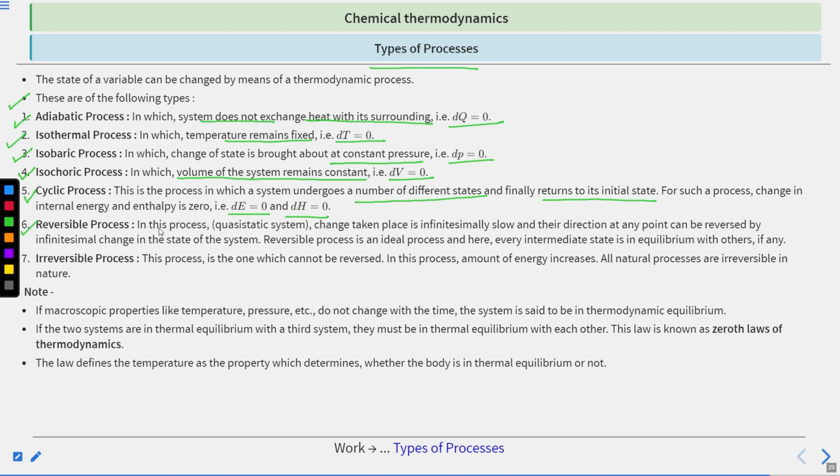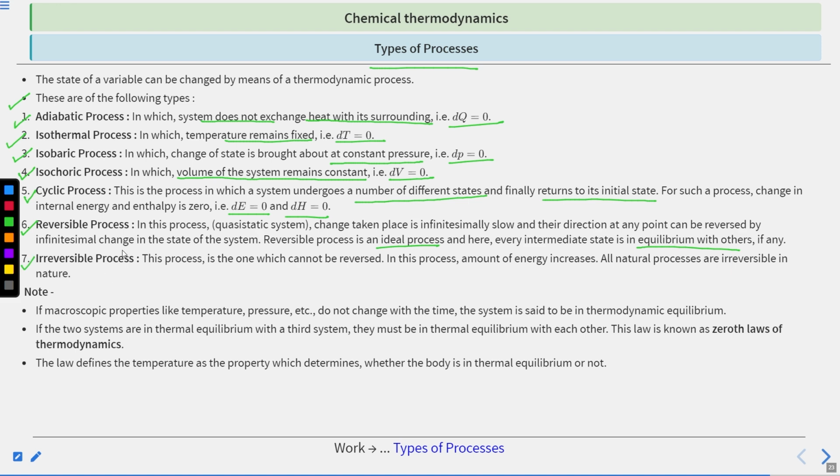Reversible process. In this process, the quasi-static system changes infinitesimally slowly, and the direction at any point can be reversed by an infinitesimal change in the state of the system. A reversible process is an ideal process, and here every intermediate state is in equilibrium with the others. So this is the reversible process.